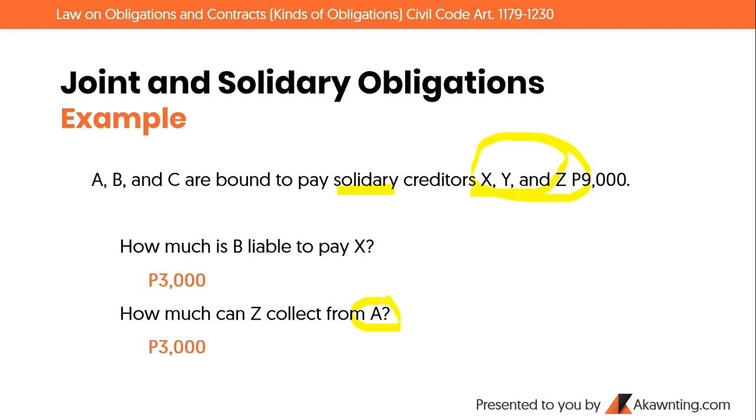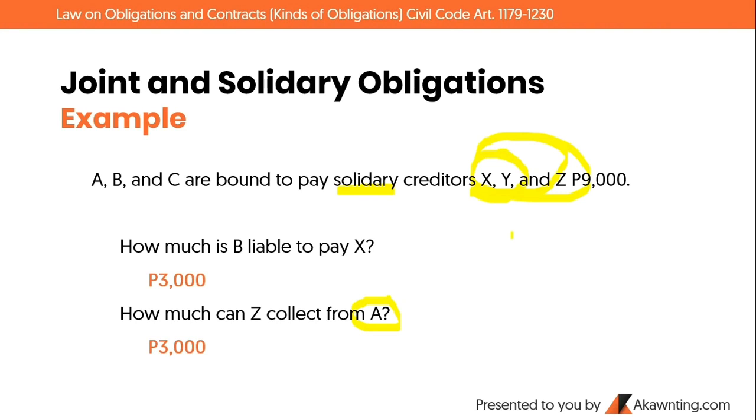Kasi, later on, pwede pa rin namang maningil si Z from B. Makokolekta niya yung 3,000 ni B, at ganun din kay C. Okay, so overall, makakasingil siya in total ng 9,000. So, kapag nasingil niya lahat yung 9,000, anong gagawin niya? Itatakbo niya na ba yung pera? Siyempre, hindi. At that moment na nasingil niya na lahat, si Z magkakaroon na ng obligation sa kanyang mga co-solidary creditors. So, magkakaroon siya ng obligation to reimburse X and Y ng kani-kanilang mga shares.